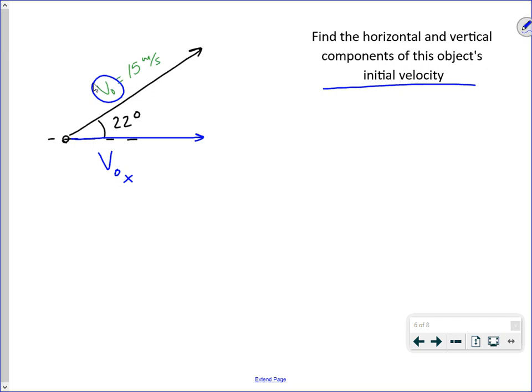And this is called V0 y because, again, it's a part of vector V0. It's the y part. So, well, let's see. V0 x, by definition, is V0 cosine theta. Right? I'm not going to recreate the wheel.